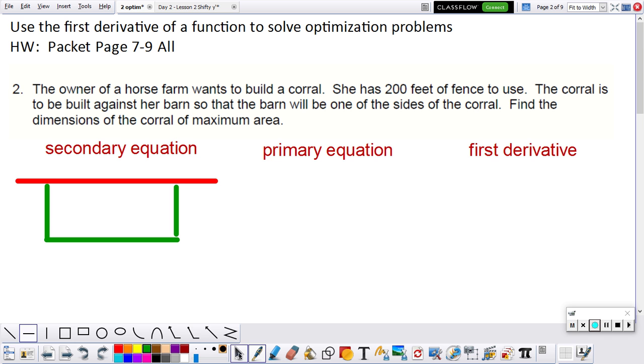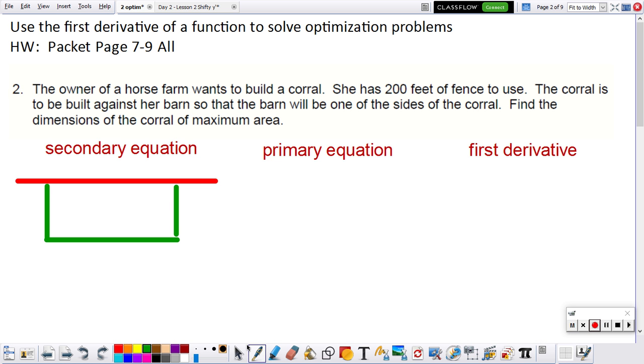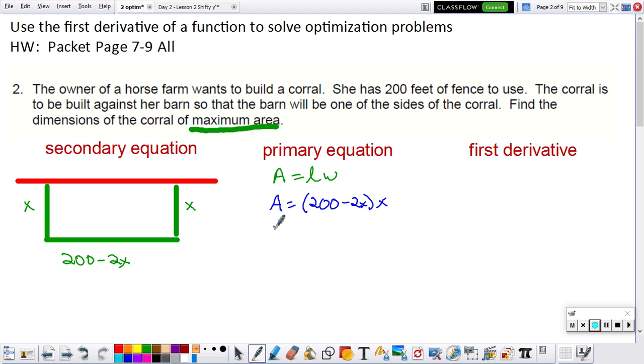So what we're going to do is, because we want to find the maximum area, we know that our primary equation is going to be an area equation. And because it's a rectangle, it's just going to be area equals length times width. All right, so here we go. I'm going to make this side x and this side x. And now I have 200 feet of fence to use, so this last length is just going to be 200 minus 2x, because I've already taken off 2x. So now I'm going to plug these guys in. So I've got area equals, distribute the x.